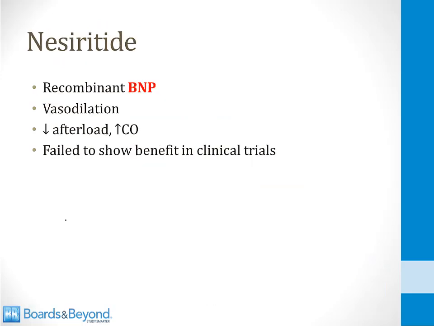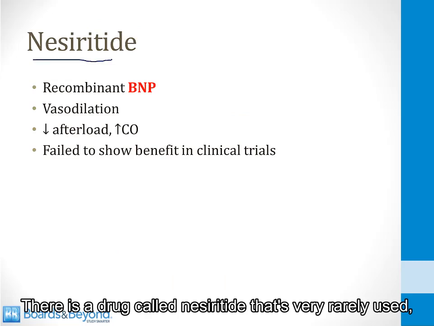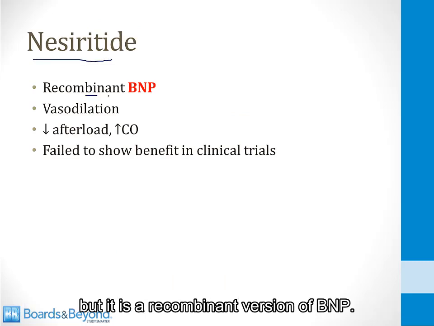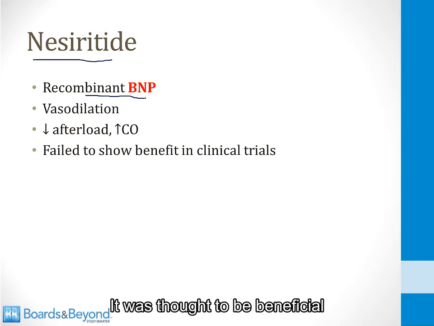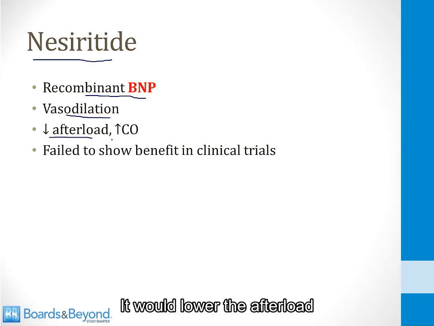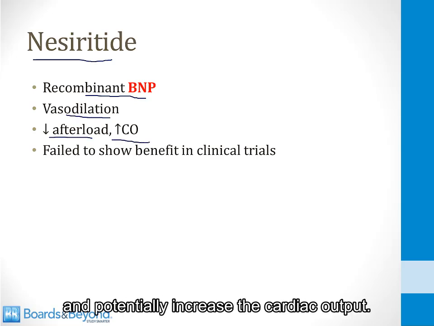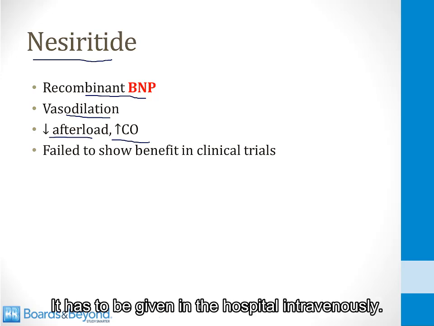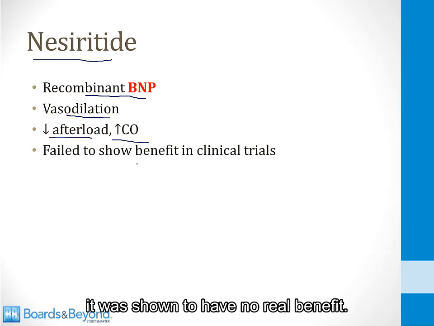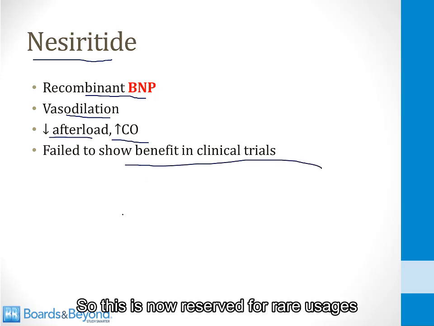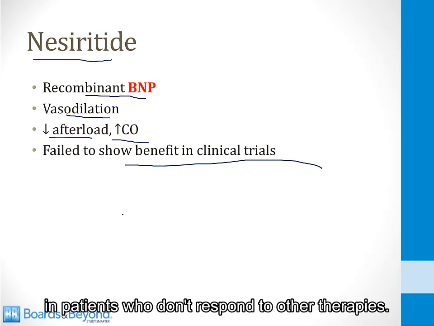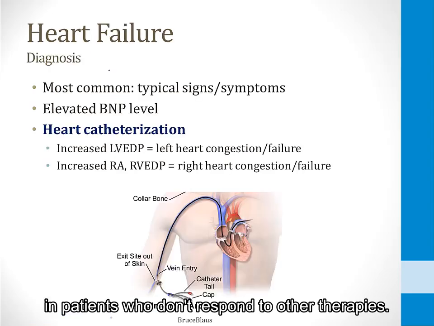cause of dyspnea. There is a drug called nesiritide that's very rarely used, but it is a recombinant version of BNP. It was thought to be beneficial because it would lead to vasodilation, it would lower the afterload, and potentially increase the cardiac output. Unfortunately, it's an expensive drug. It has to be given in the hospital intravenously, and in large clinical trials, it was shown to have no real benefit. So this is now reserved for rare usages in patients who don't respond to other therapies.